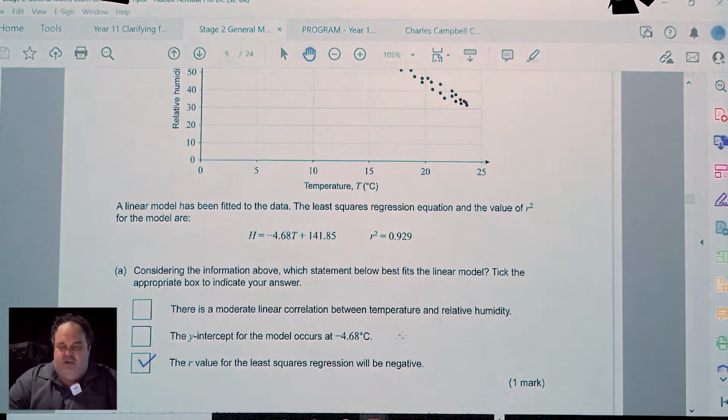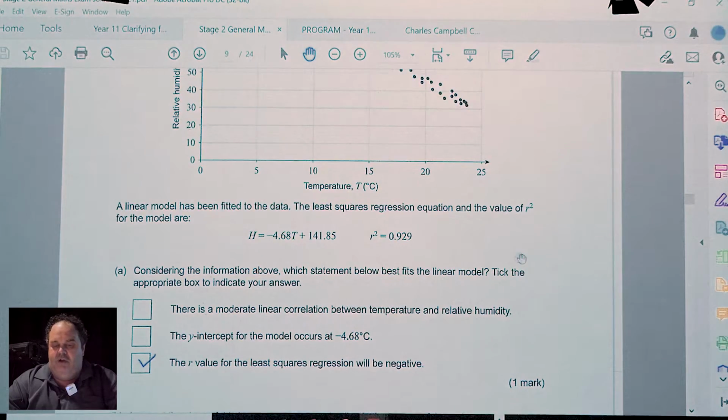The first response is not supported by the R² value. It's saying it's moderate, but R² is indicating it's probably strong. The y-intercept is clearly not going to be at -4, because the y-intercept is up here somewhere around 100 and something. So the only answer they could use is the third answer. Even without necessarily knowing their stuff, if they could look through it and think it out a bit.